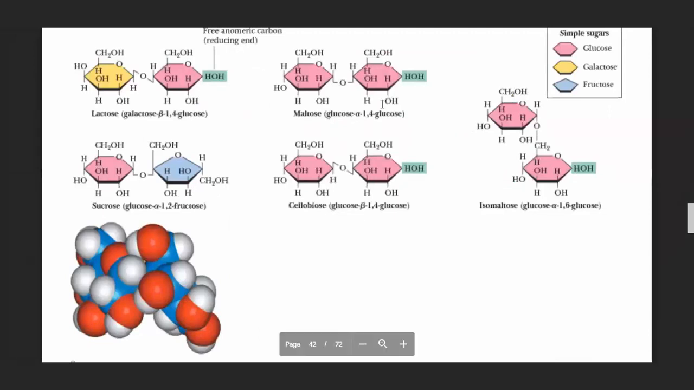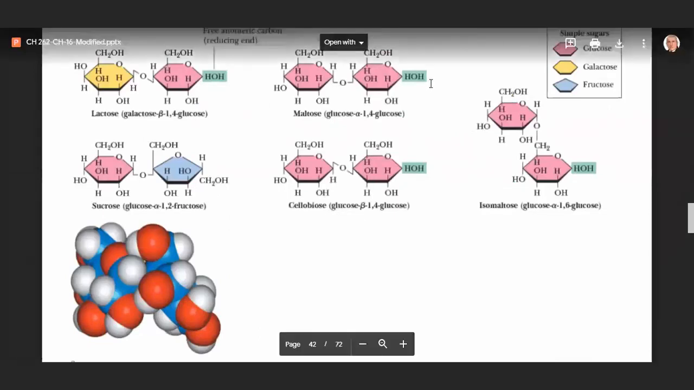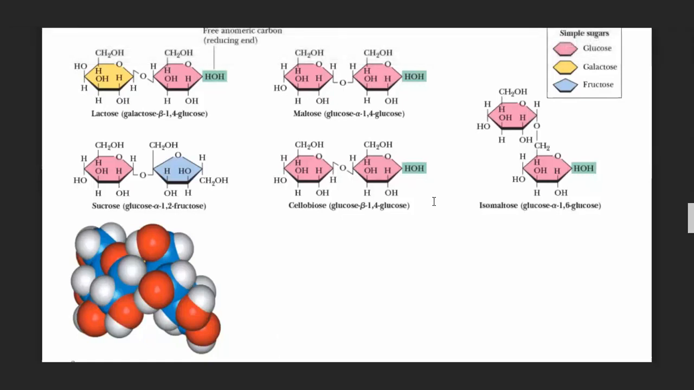Notice that the notation HOH means that the configuration can be either alpha or beta. When a D-sugar is drawn in this orientation, if the OH group is above the ring, the configuration is termed beta. The configuration is termed alpha if the OH group is below the ring, as we said before. Also note that sucrose has no free anomeric carbon atoms.